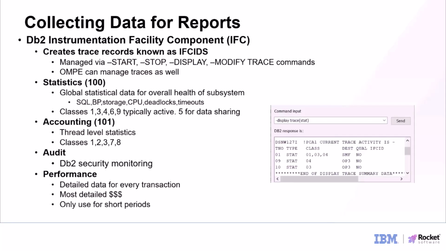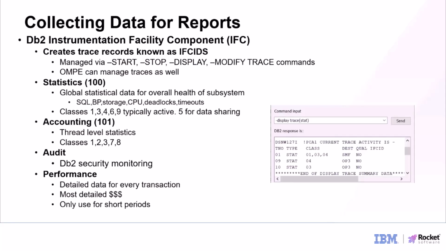But essentially, at a high level, the main trace classes that we're going to be using when we're generating our reports are, number one, your statistics class traces. These are your global statistics, basically showing you the overall health of your DB2 subsystems. And these are typically running all the time. They're very low cost. They're going to show you things like general SQL activity, buffer pool activity, deadlocks, timeouts, etc.